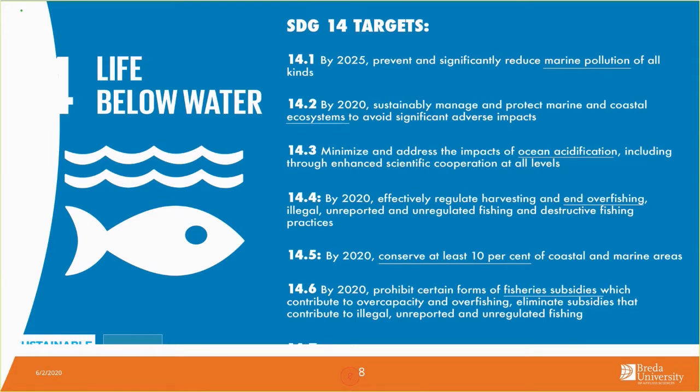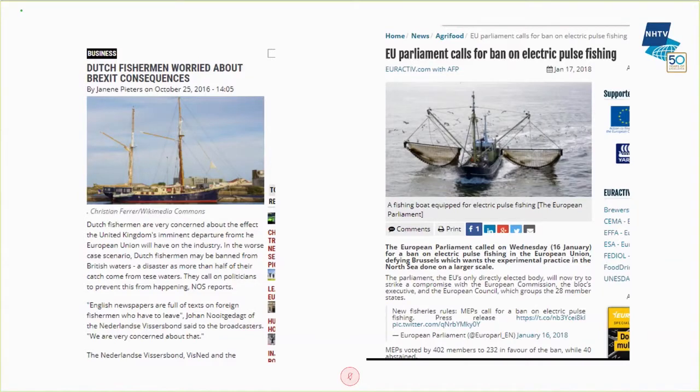And especially also in the Netherlands, we've seen quite a bit of discussion, also on Dutch fishermen worried in this case about the Brexit consequences. Or for instance, the EU Parliament, which calls for a ban on electric pulse fishing. So traditional sectors like fishermen are increasingly getting into a struggle for space with emerging new sectors such as aquaculture, technological innovation, or especially also the building of wind farms.